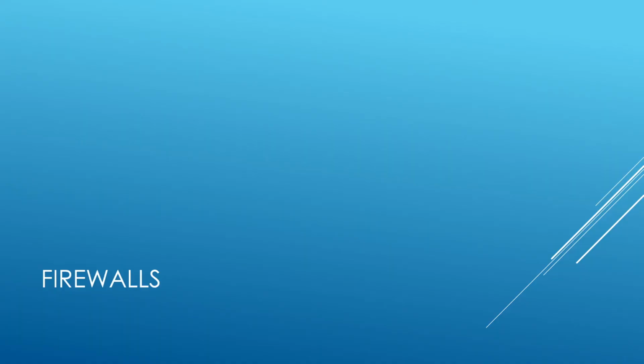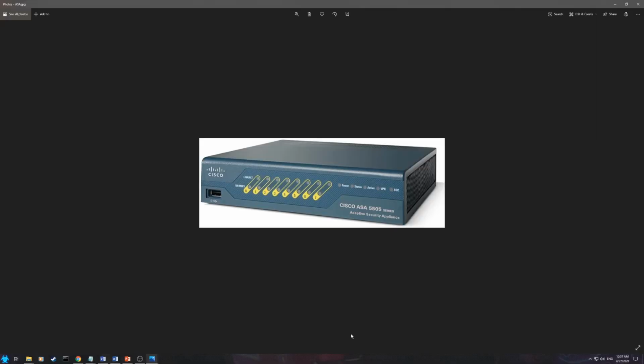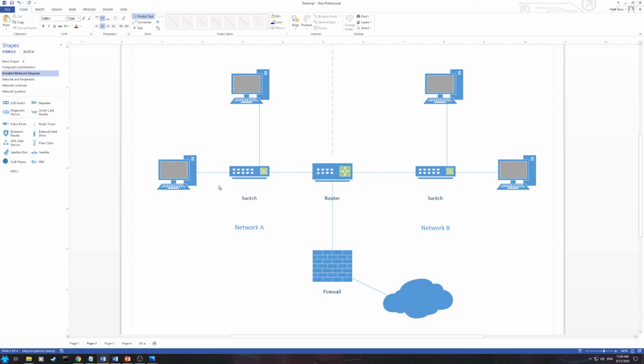The last component I want to touch on for this video is firewall. All a firewall does is it accepts or drops traffic based on a defined set of rules. This right here is a really old example of a Cisco firewall. It's called an ASA, an Adaptive Security Appliance. And if we go back to the diagram again, you can see I've added the firewall component here.